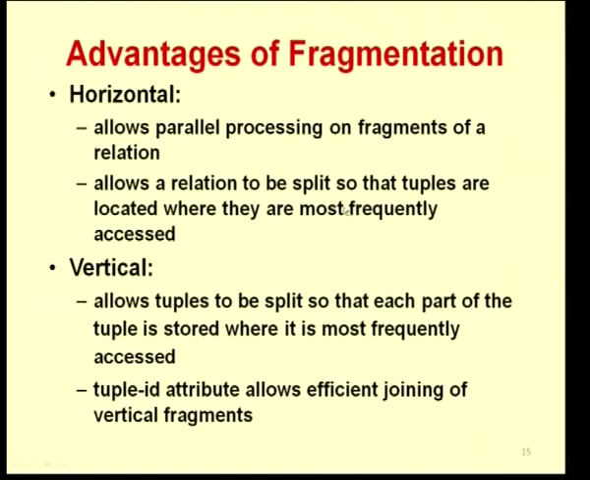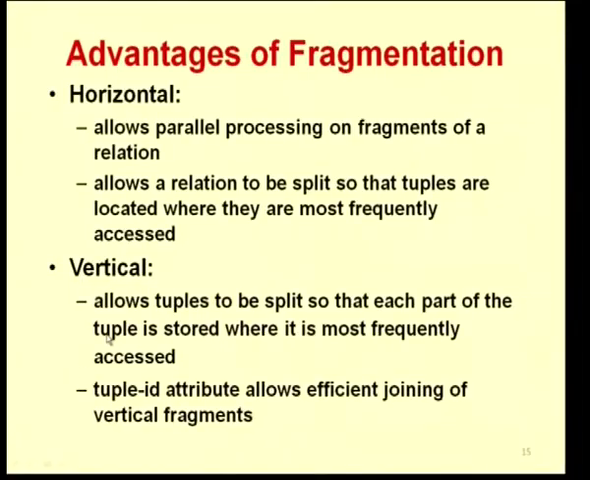So, advantages. Horizontal: it allows parallel processing on fragments of the relation. It allows a relation to be split so that the tuples are located where they are most frequently associated. Suppose I am talking about some tuples in Chennai, then it will be available in the Chennai bank sites. That means it will be locally processed. Vertical: it allows tuples to be split so that each part of the tuple is stored where it is most frequently accessed. Tuple ID attribute allows efficient joining. So, this is for vertical.